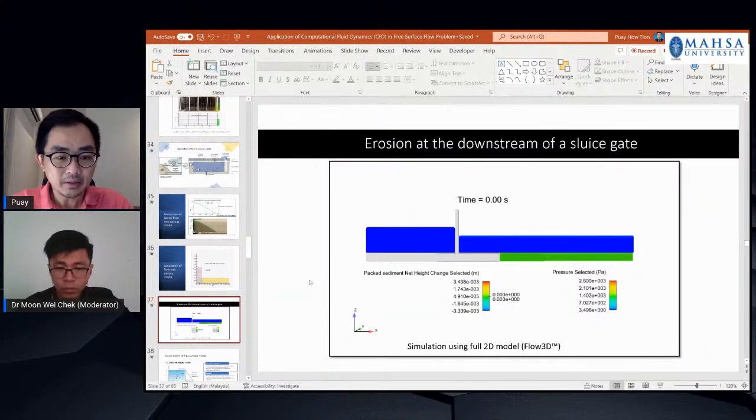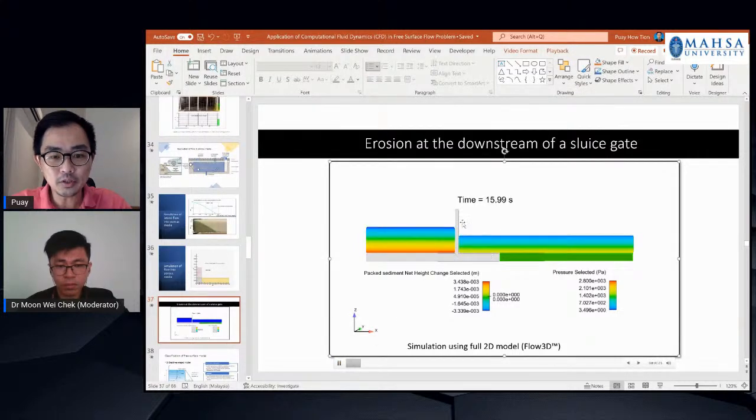So you still remember the serious flood in Sungai Klang, because some rumors said that the tidal gate was not open during the heavy rain, so it causes severe inundation in Klang area. So this is a simulation of the opening of a sluice gate with erosion. Normally a sluice gate can be used to prevent high tide effect.